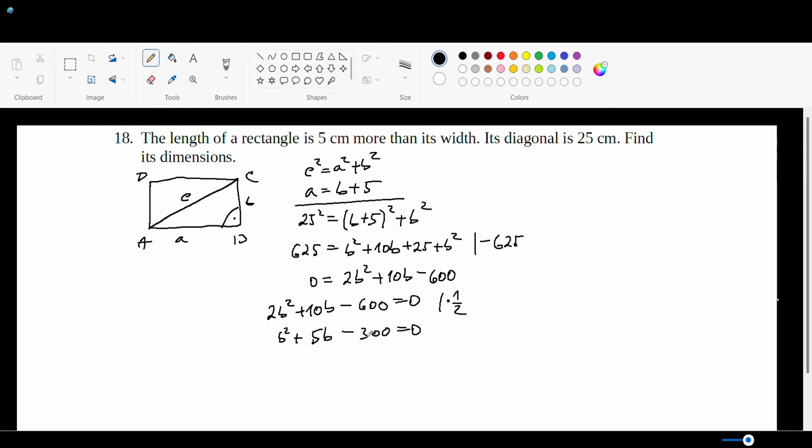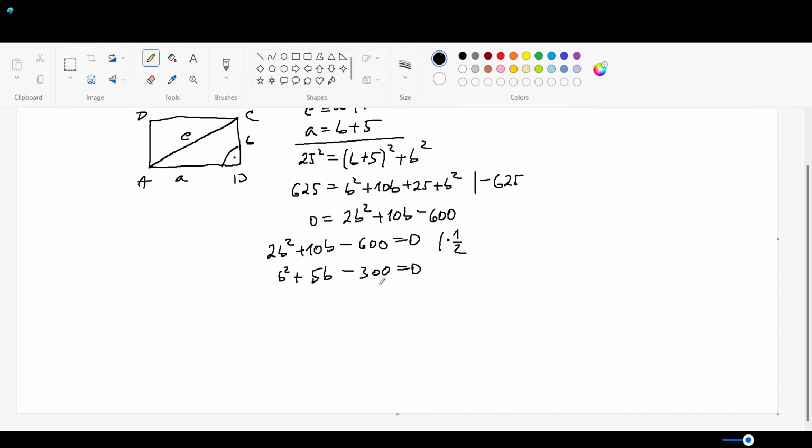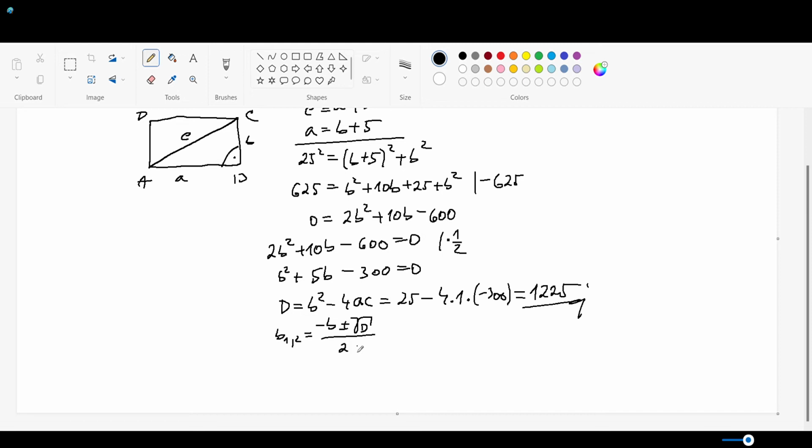In this case, I am a little bit lazy to solve it by factorizing, so I'll be using the quadratic formula. The discriminant equals b squared take away 4ac, which in this case is 25 minus 4 times 1 times negative 300, which is 1225. Now let's calculate b1, b2 by the formula. It's negative b plus minus square root of the discriminant divided by 2a.